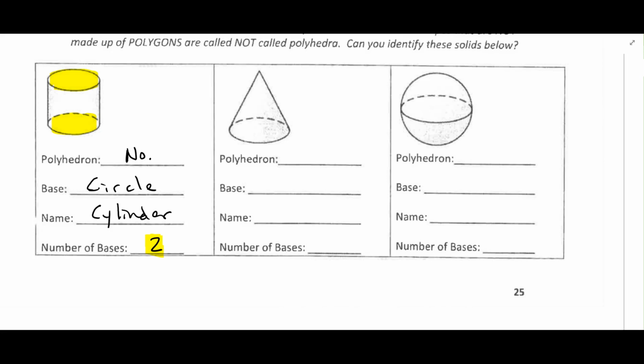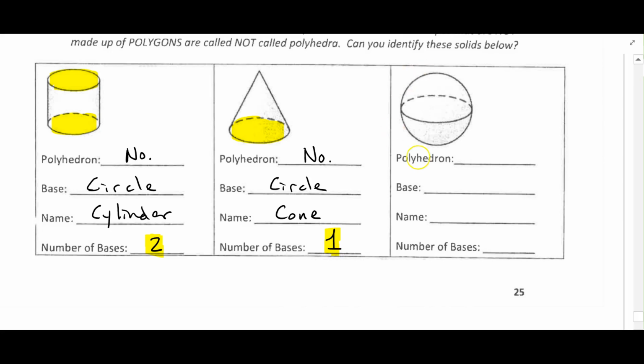All right, the next one here, polyhedron? No. Does it have a base? Yes, the base is a circle, and this figure is called a cone, and it has 1 base. So the base is down here. Sometimes we'll flip this upside down.